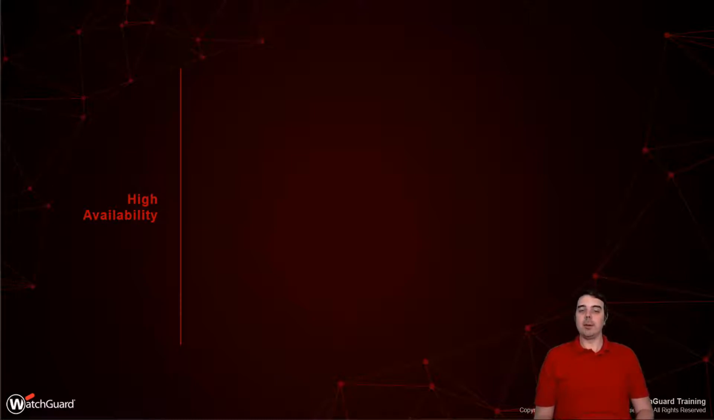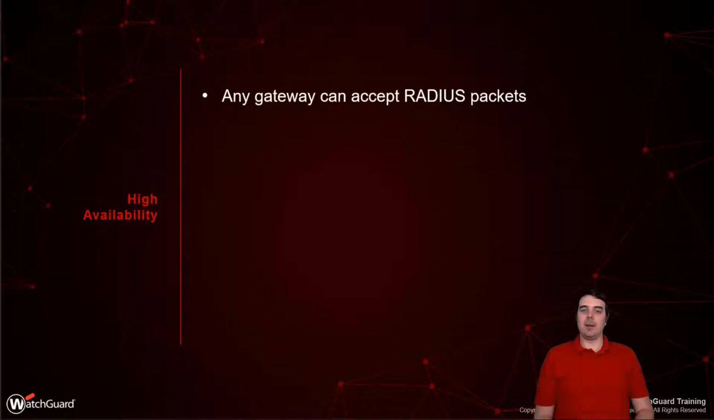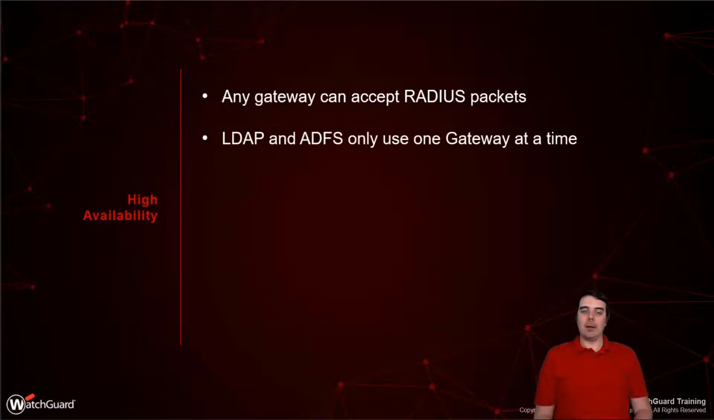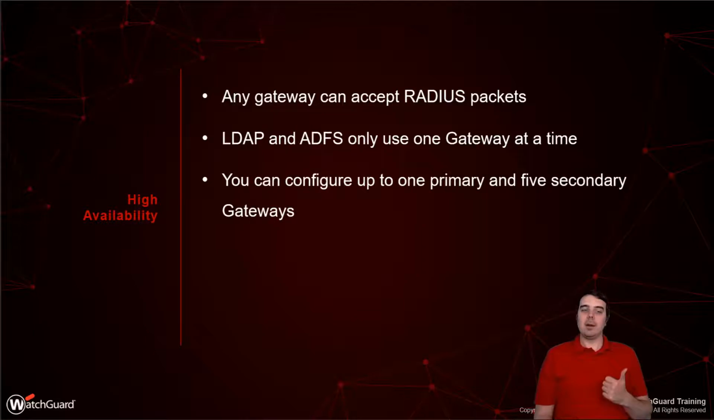When you have multiple gateways deployed in a group, how they handle each protocol is a little different. Any of the gateways will accept Radius packets, so you can configure any of them on your Firebox and set additional gateways as backup Radius servers. However, Ldap and ADFS only use one gateway at a time. This will normally be the primary gateway unless it's down, and then a secondary will take over. You can have the primary plus up to 5 secondary gateways for a total of 6 gateways in any group.